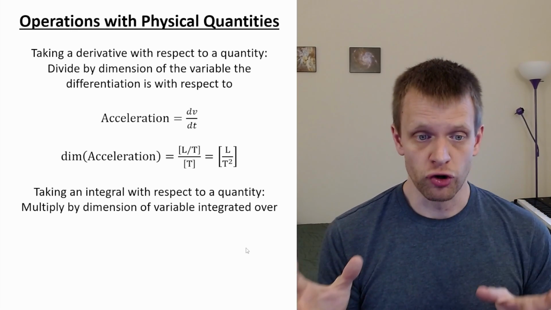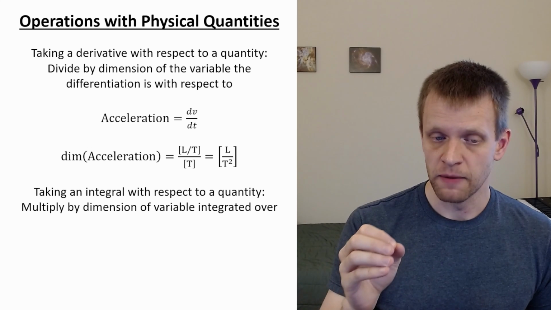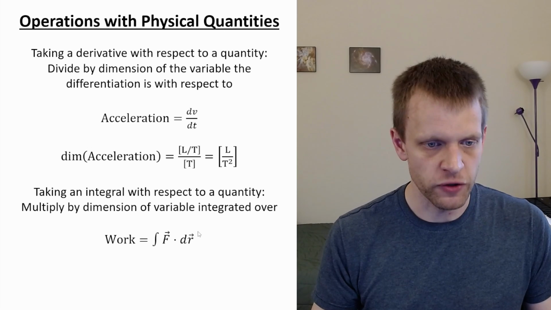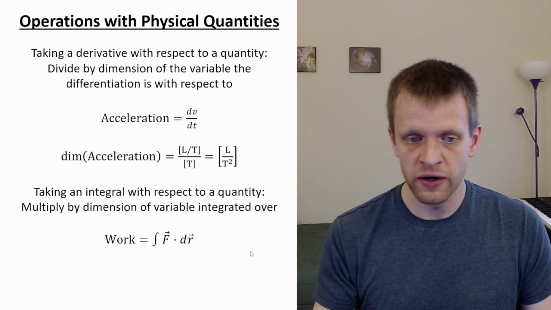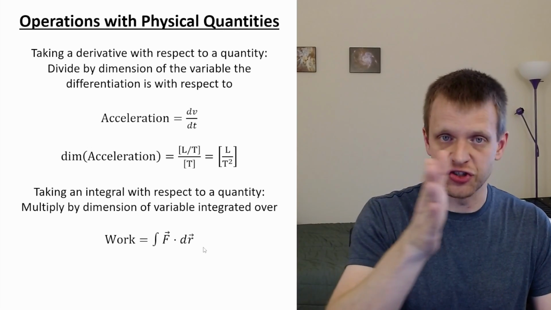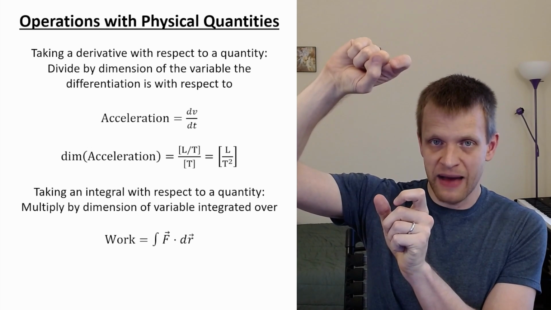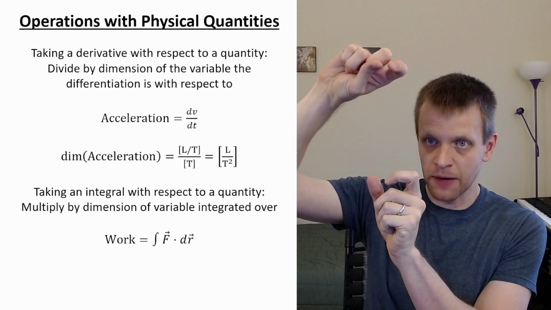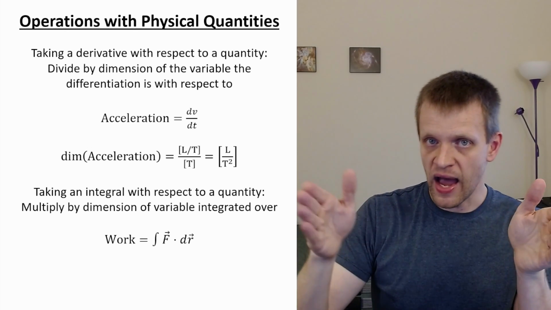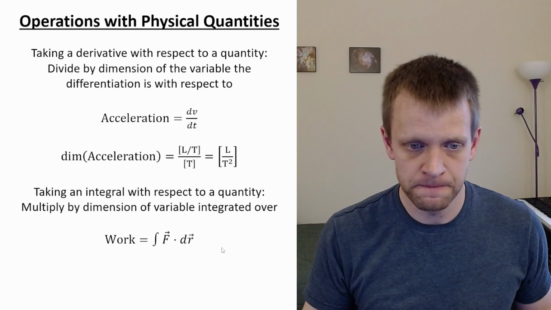If I'm taking an integral with respect to a quantity, then I'm going to be multiplying by the dimensions of the variable the quantity is being integrated over. So for example, the definition of work is force integrated over changes in position. I'm saying how much force is being applied, and when I'm doing this integration, I'm adding up the force times all of these little changes in position, and then I'm adding up all of those particular effects to get that full total amount of work done.